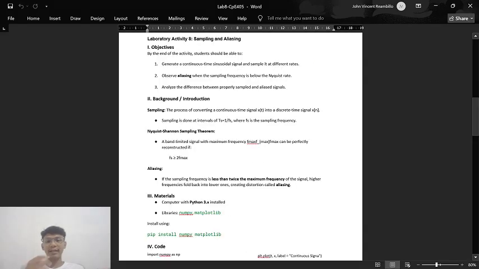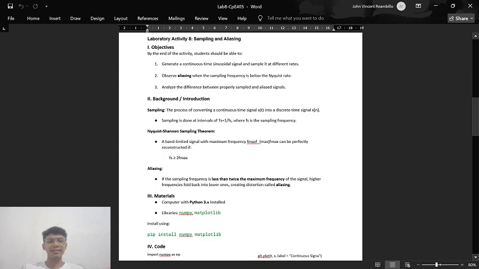The main goal of this activity is to understand how sampling works in digital signal processing and to observe what happens when a signal is not sampled properly. Specifically, this activity helps us see the difference between proper sampling and aliasing, by generating a continuous time signal and then sampling it at different rates using Python.